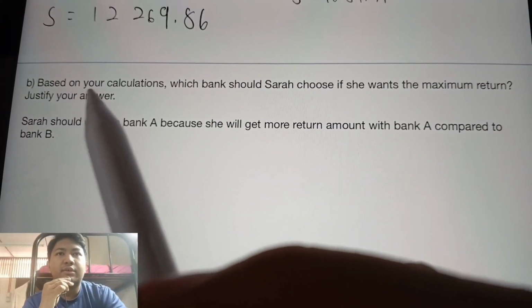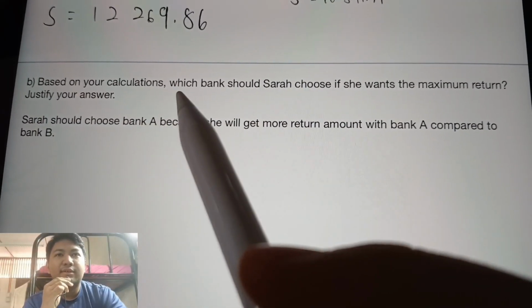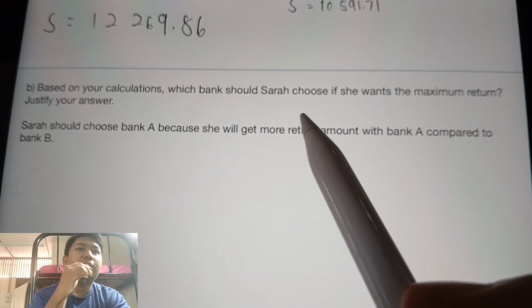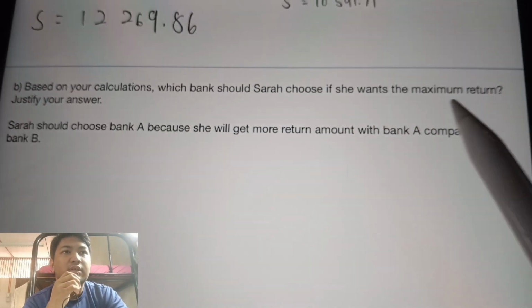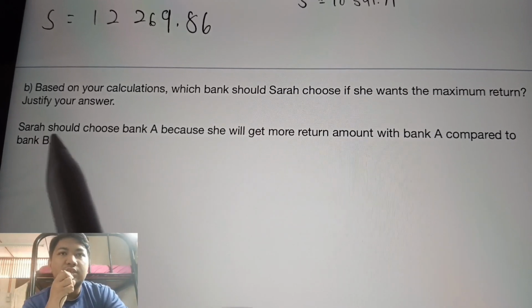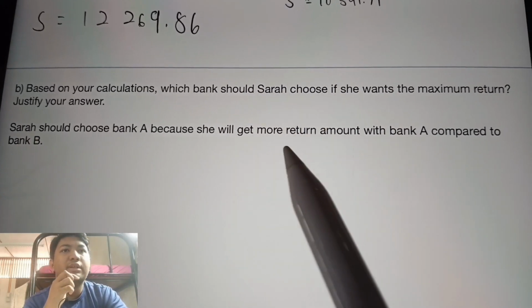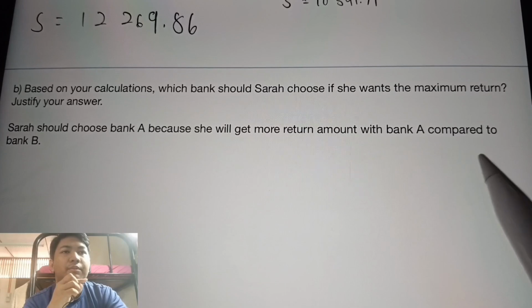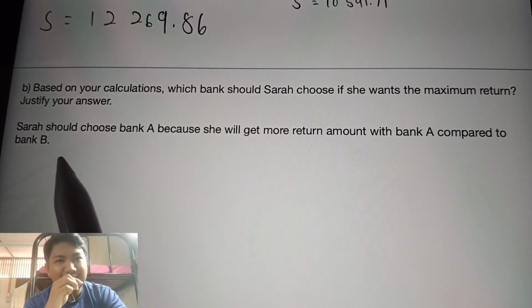B. Based on my calculations, which bank should Sarah choose if she wants the maximum return? Justify my answer. So Sarah should choose Bank A because she will get more return with Bank A compared to Bank B. That's it.